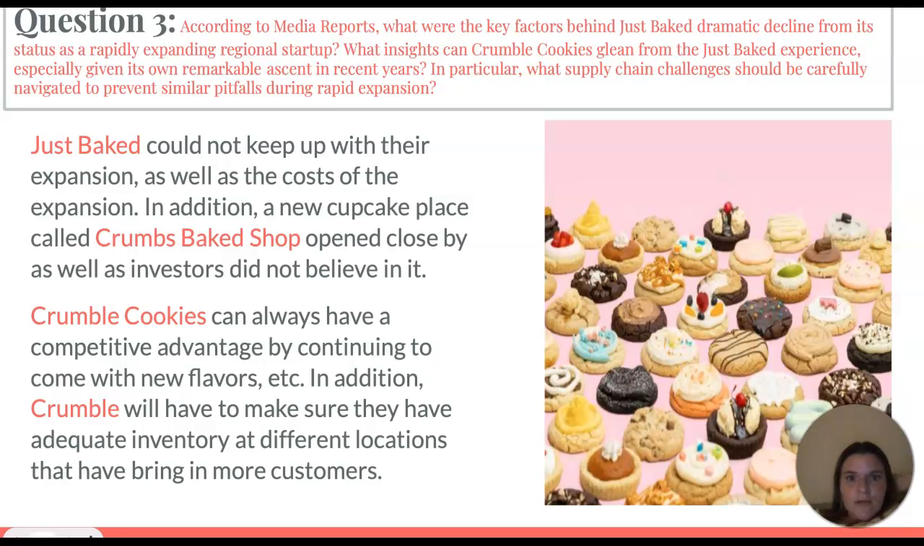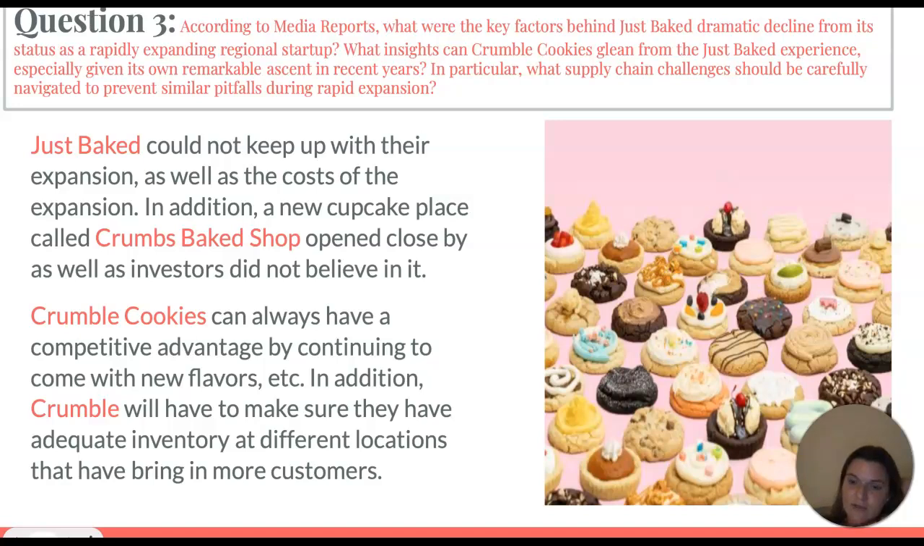Lastly, according to media reports, what were the key factors behind Just Baked's dramatic decline? What insights can Crumble Cookie glean from the Just Baked experience, especially given its own remarkable ascent in recent years? In particular, what supply chain challenges should be carefully navigated to prevent similar pitfalls? Just Baked basically could not keep up with their expansion. They were opening way too many stores at the same time, and the costs were added to those.